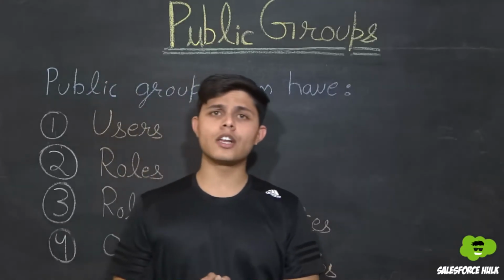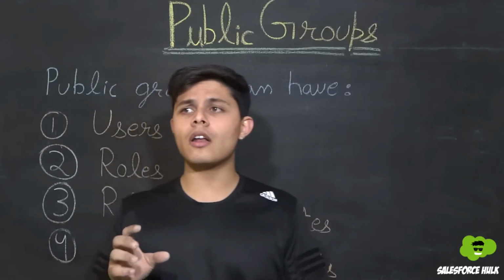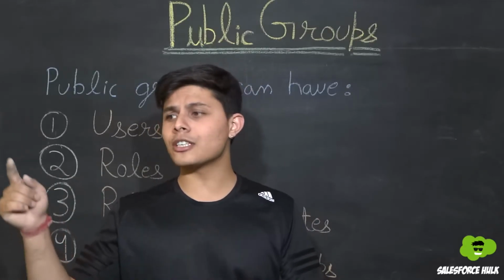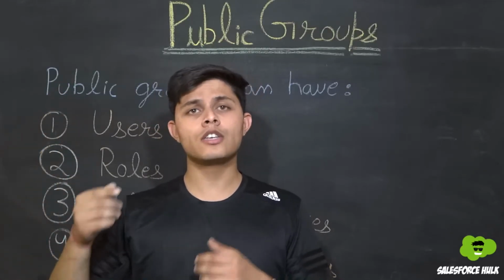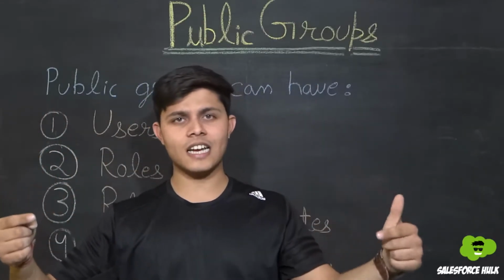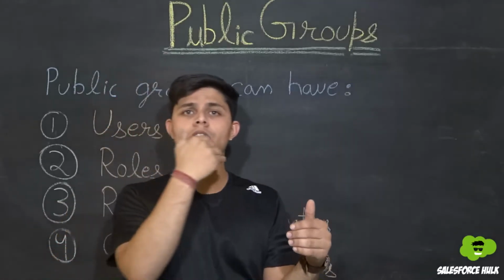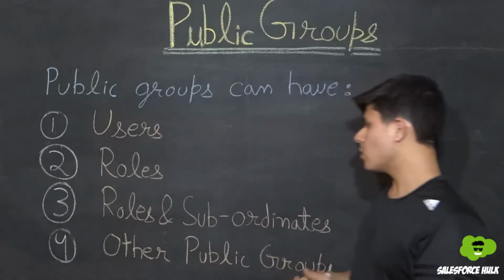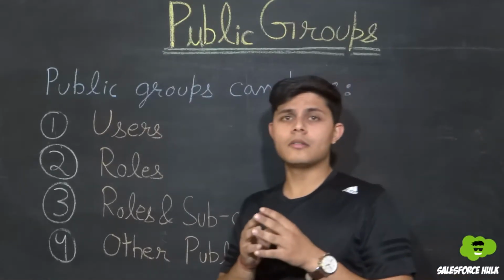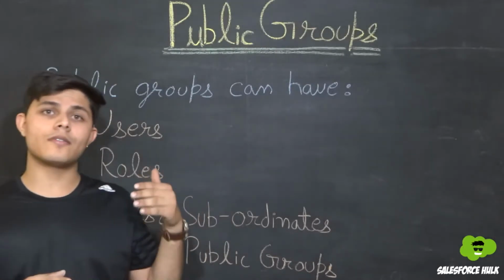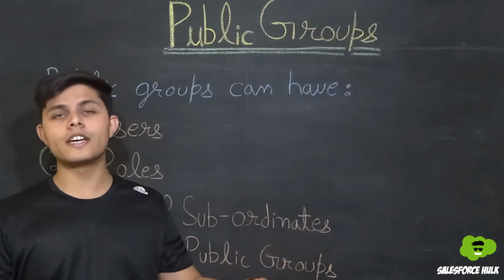For example, if you want to include all the users who are on the sales executive role, then you don't have to explicitly find each and every user. You just simply enter the role, sales executive, into this public group, and all the users who are on that particular role will automatically get included into this public group. And the third one is roles and subordinates. You have already understood what happens when we insert a role into a public group.